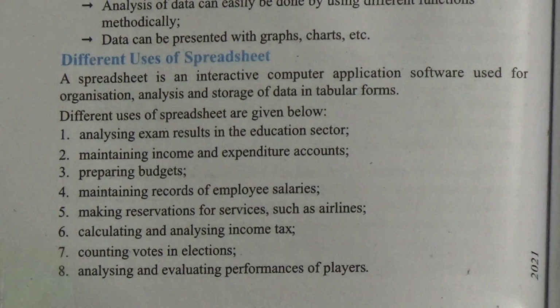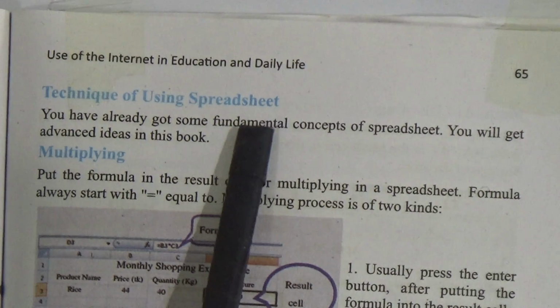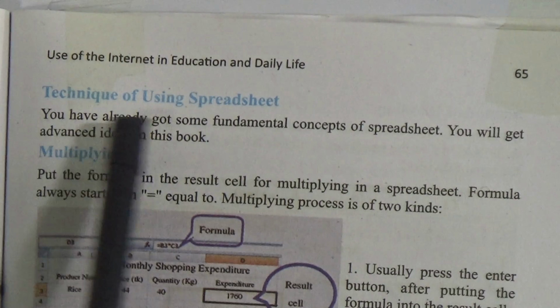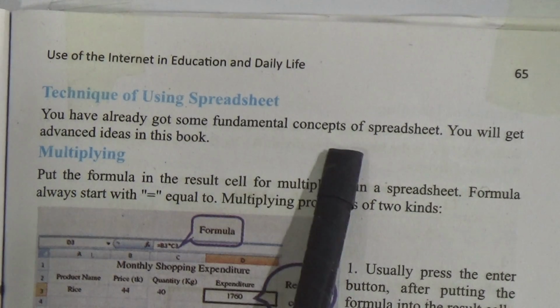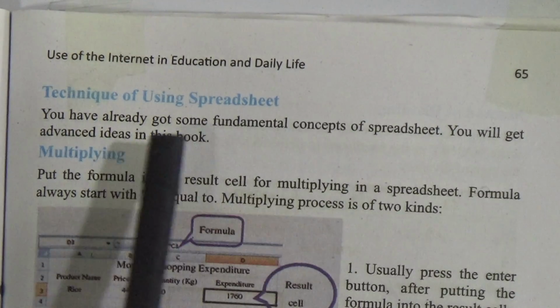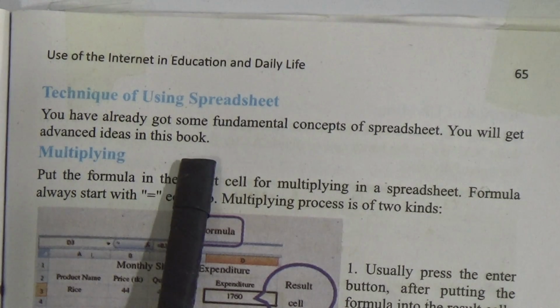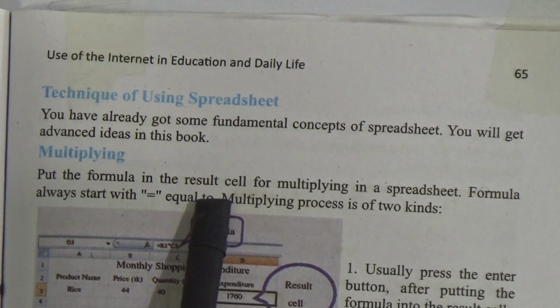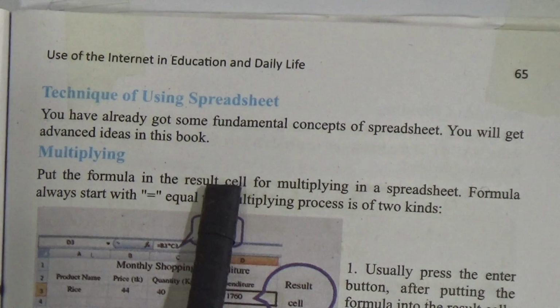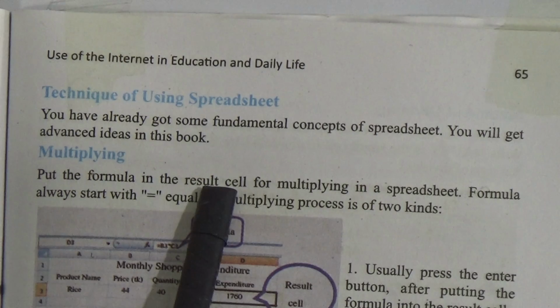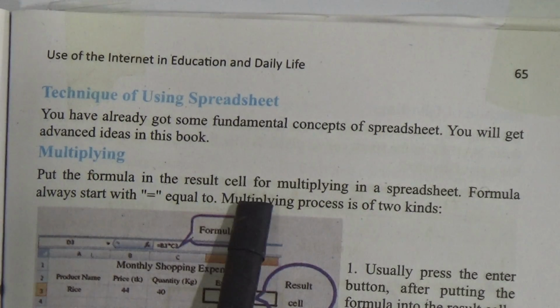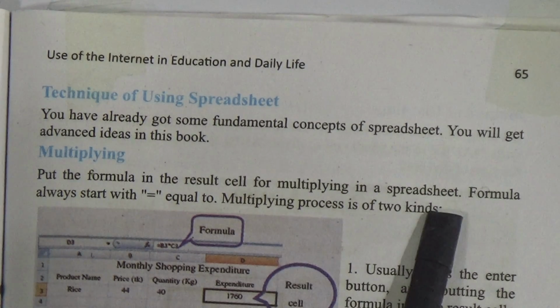Now come to page 65, where we will learn the technique of using spreadsheet. So how can we use this spreadsheet? You have already got some fundamental concepts of spreadsheet. You will get advanced ideas in this book. As you have learned in our earlier class about spreadsheet, today in class 9 you will learn more about this. First, multiplying. Put the formula in the result cell for multiplying in a spreadsheet.